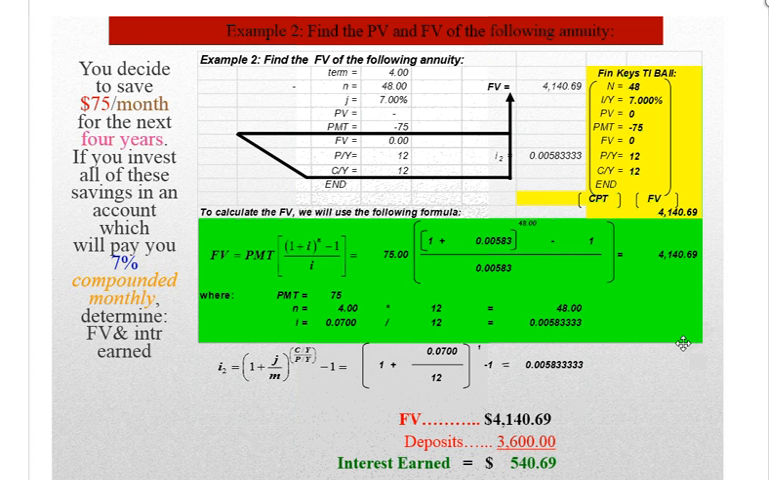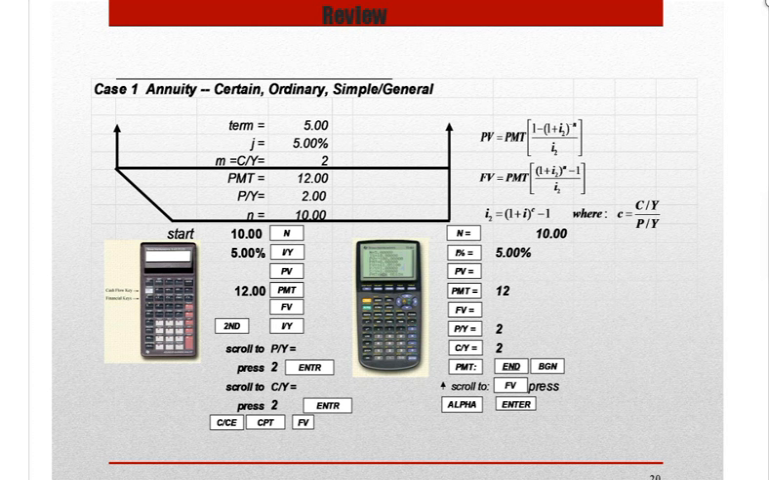Now the question asks us how much interest was earned, so we multiply 48 times 75 and subtract from 4,140.69, so the interest is $540.69.